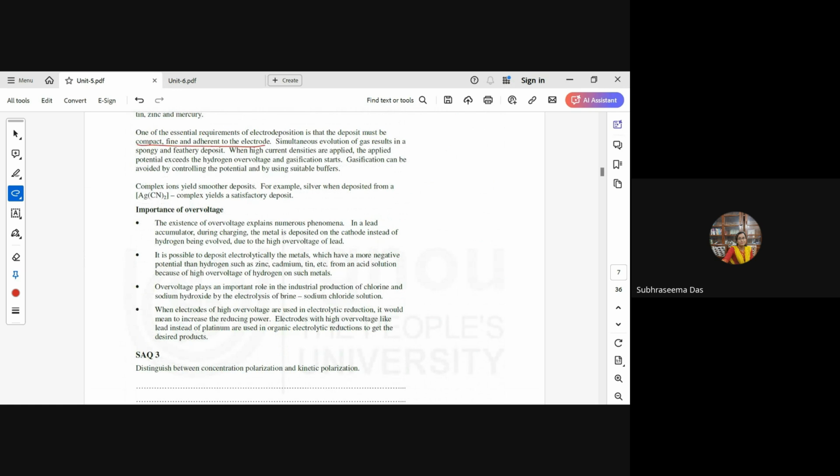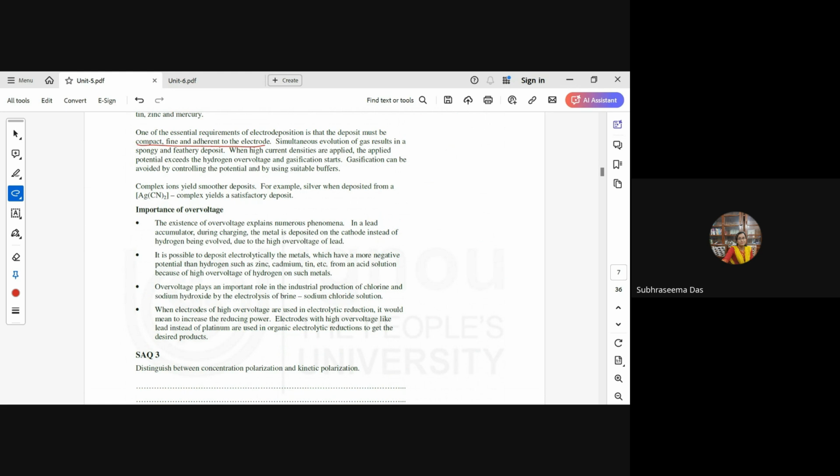Now we need to know the importance of overvoltage. The existence of overvoltage explains various types of phenomena. Like in a lead accumulator, during the charging process, the metal is deposited on the cathode instead of hydrogen being evolved, due to the high overvoltage of lead. It is possible to deposit electrolytically metals which have more negative potential than hydrogen, such as zinc and cadmium, because of the high overvoltage of hydrogen on such metals.